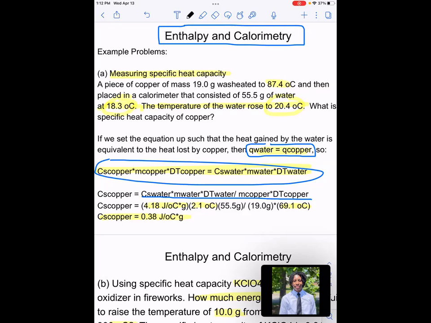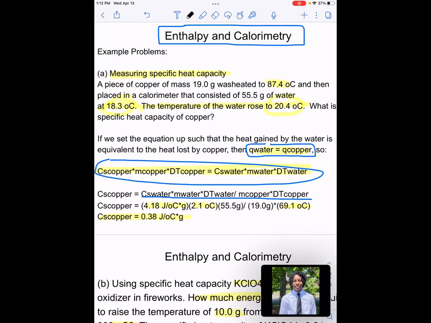It says a piece of copper has a mass of 19 grams and you heat it to 87.4 degrees Celsius. Then you place it in a calorimeter that consisted of 55.5 grams of water. So you need that mass, at 18.3 degrees Celsius. And it says the temperature of the water rose to 20.4 degrees Celsius. So what is the specific heat capacity of copper?